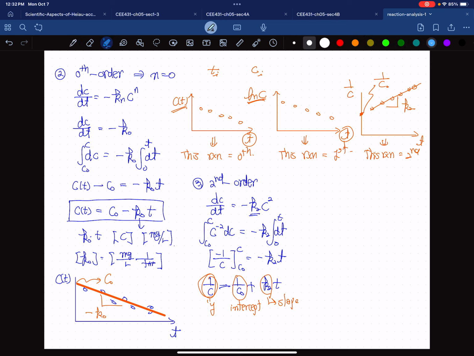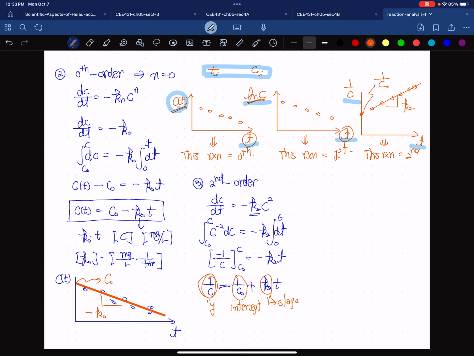So again, whenever you have this experimental data of time versus concentration, you make these three plots: C versus t, log C versus t, and 1 over C versus t. Find out which data or graph gives you the most linear case, and then you can determine the reaction order.